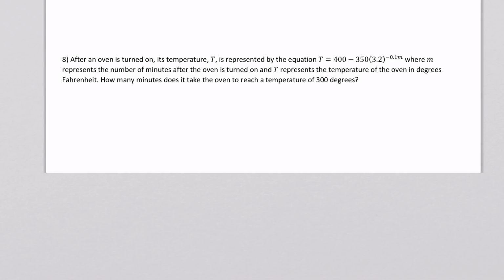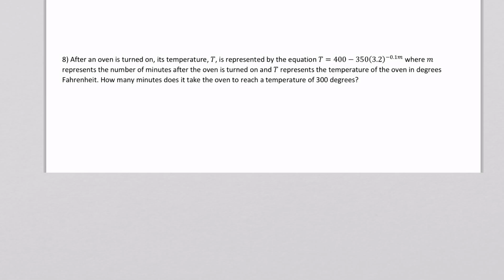Alright, after an oven is turned on, its temperature T is represented by the equation T equals 400 minus 350 times 3.2 to the power of negative 0.1 m, where m represents the number of minutes after the oven is turned on, and T represents the temperature of the oven in degrees Fahrenheit. How many minutes does it take the oven to reach a temperature of 300 degrees?